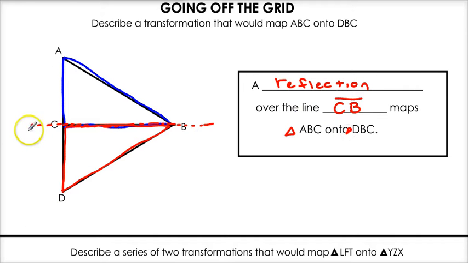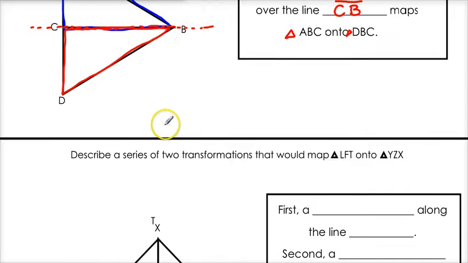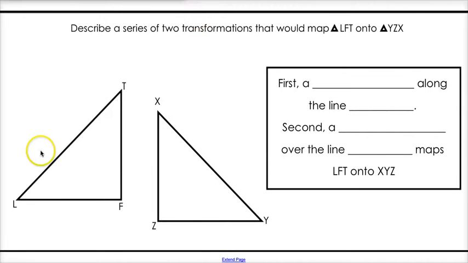Just flip it over. The only thing that you really got to think about here is where is that line of symmetry? Where's that line that you're flipping in? And here it's clear it's CB. It's not going to be AB. You got it.